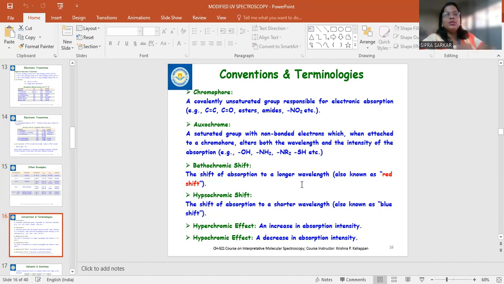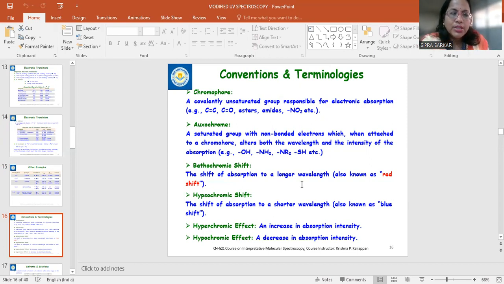That is a chromophore. Some compounds show different colors. The functional group responsible for the presence of color is known as a chromophore. So chromophores are the groups which show colors. C double bond O, NO2, amides, esters: these compounds absorb in the visible wavelength. They can produce color in the compound.